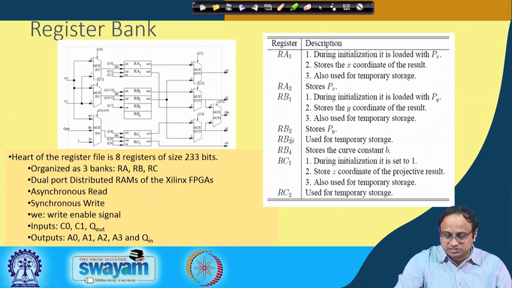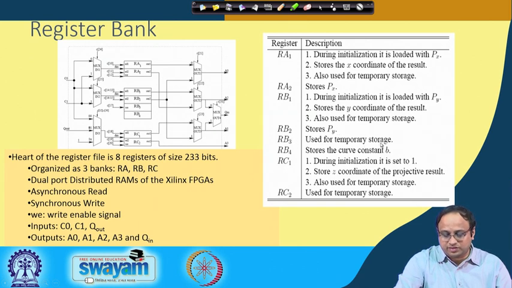If you read this table, you will see that we detail the functionalities of each of these registers at a very high level. For example, RA1 is used during initialization. It is loaded with px, that is the x coordinate of the base point. It stores the x coordinate of the result, that is the intermediate results when you are doing your computation. It is also used for temporary storage. RA2 is used for storing px. RB1 is loaded with py during initialization, and it also stores the y coordinate of the result and is also used for temporary storage. RB2 is used for storing py.